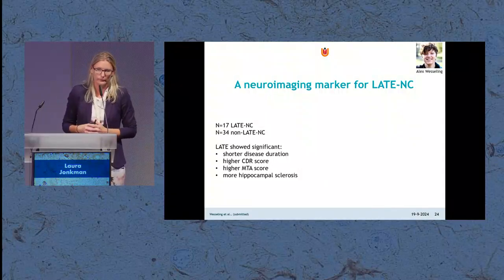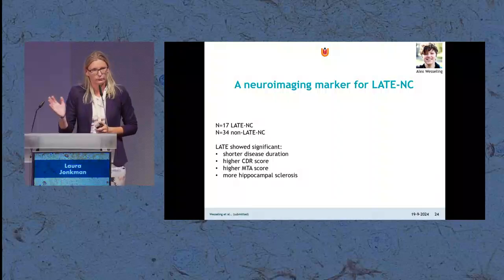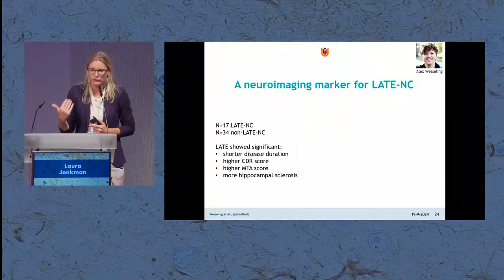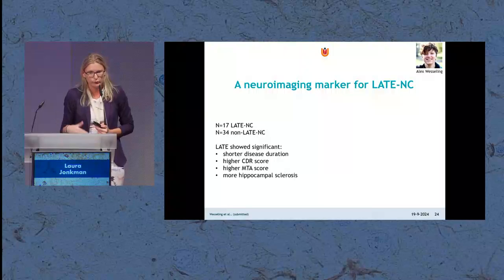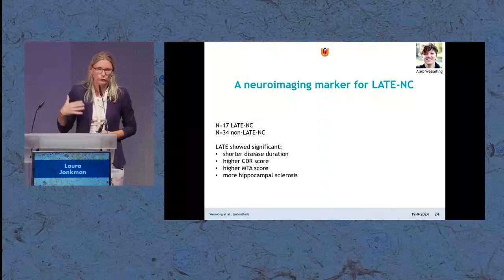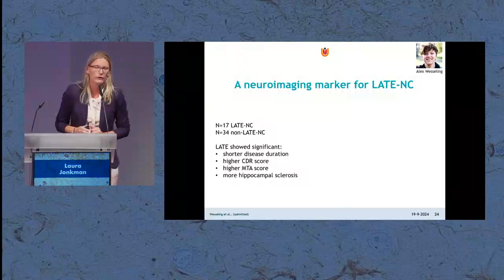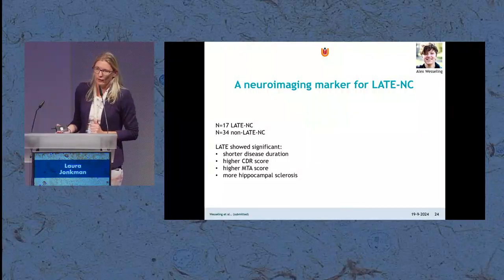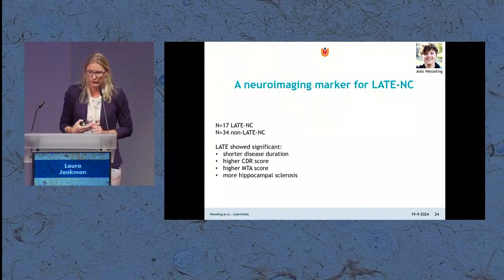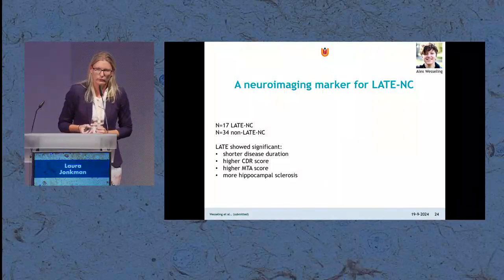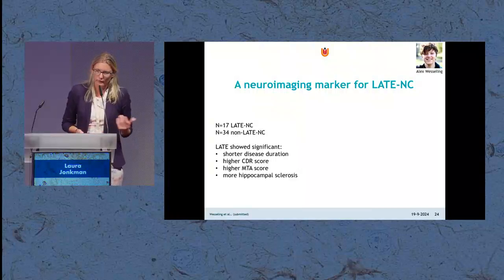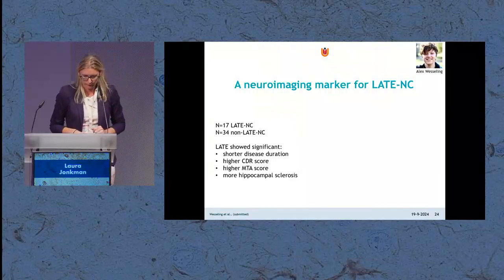This was all within neurodegenerative disease, so they did have Alzheimer's or Parkinson's disease, but then with or without LATE co-pathology. In this cohort, first as a proof of principle, we found significantly shorter disease duration, which is expected within LATE. We found higher CDR scores, a score for dementia, so more severe dementia in these cases, which also made sense. Higher medial temporal atrophy scores on MRI, and also more hippocampal sclerosis. And these are all points that have also been shown in the literature.